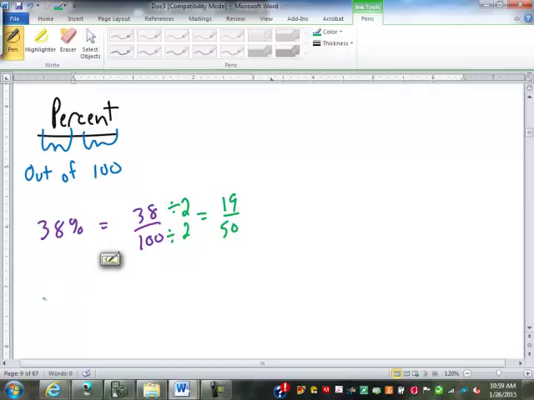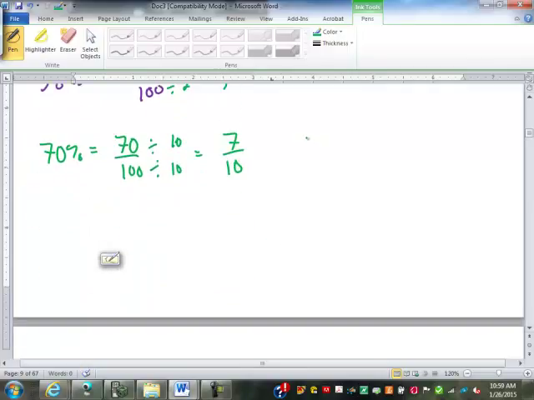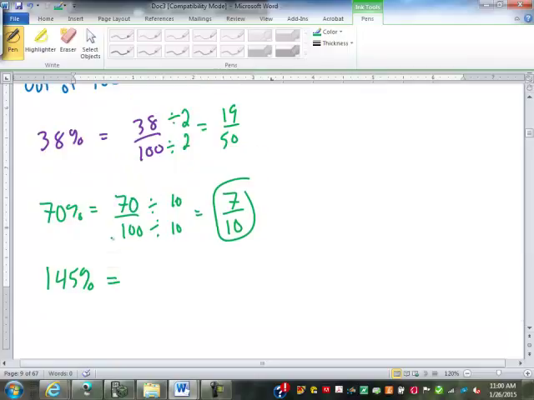What if we had like 70%? What's that going to become? 7 over 100. And then, of course, it can be reduced by 10. 7/10. Yeah, you'd want to reduce it to 7/10, and then you're going to stop. 19/50 is as far as we can take that one.